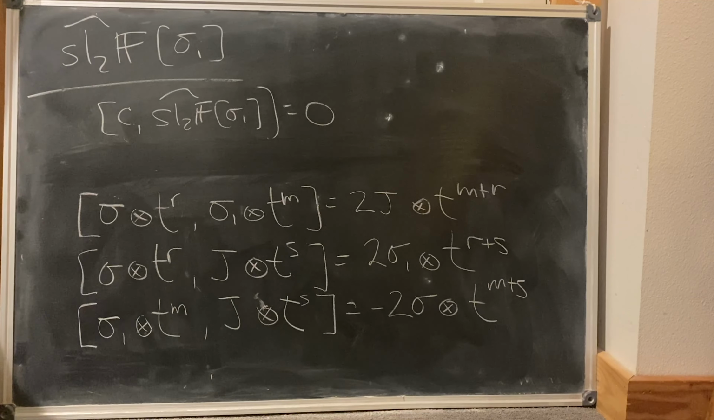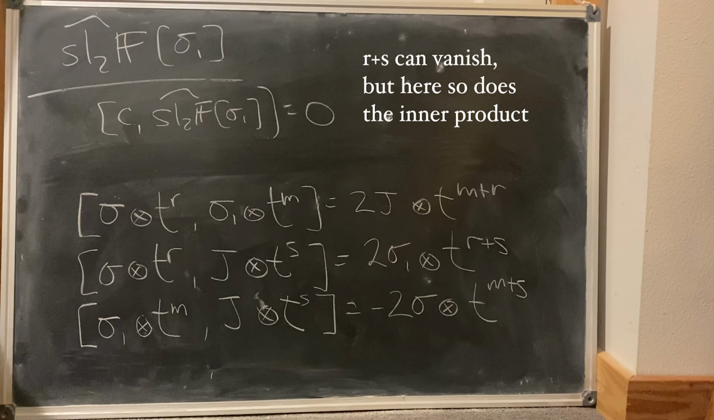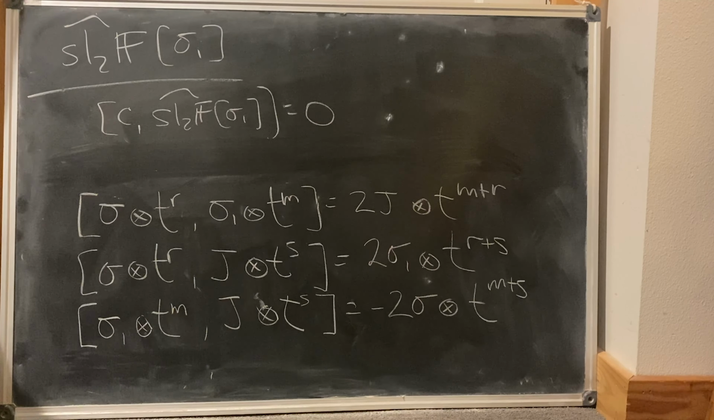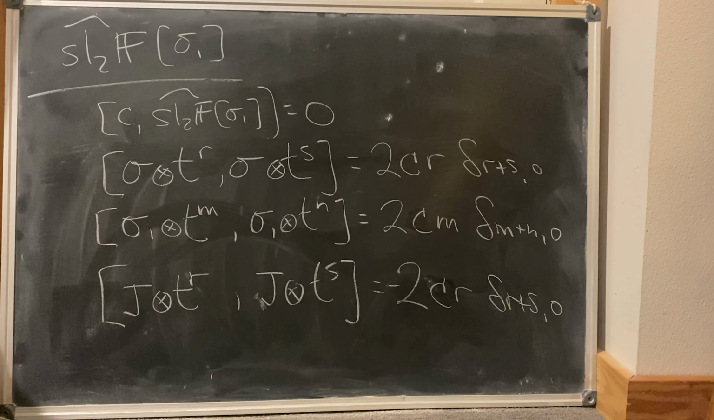The commutation relations are a little more complex in this case. The intuitive ones, those whose powers of t do not vanish, essentially, are given here. And those subject to central extensions are presented here. Remember, the terms with central extensions are proportional to the symmetric bilinear form on sl2F.